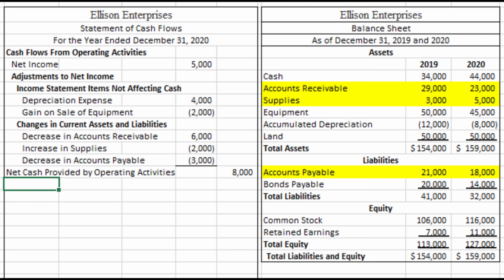Alright, that wraps up the operating section of the statement of cash flows. The next video will discuss the investing and financing sections of the statement of cash flows.